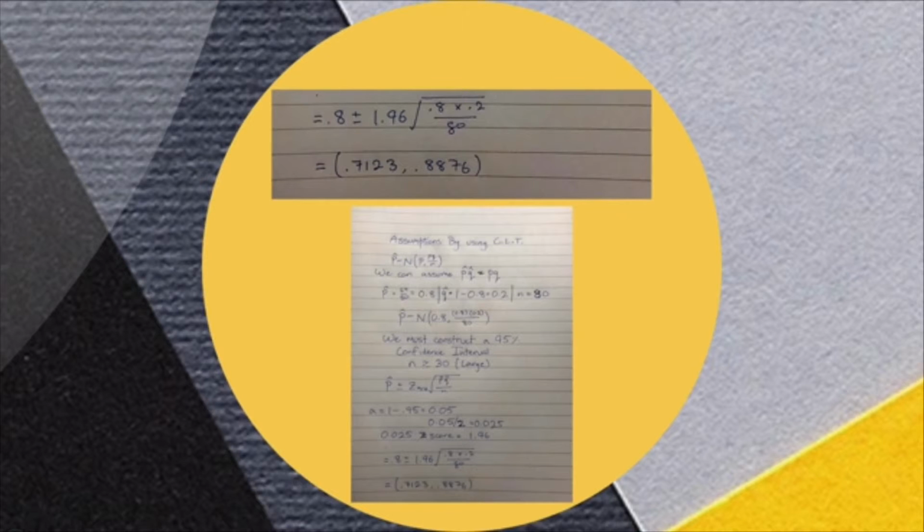Using that standardized value, we can plug in the remaining numbers in the equation, and this gives us two values, 0.7123 and 0.8876. This means the proportion lies between 0.7123 and 0.8876.